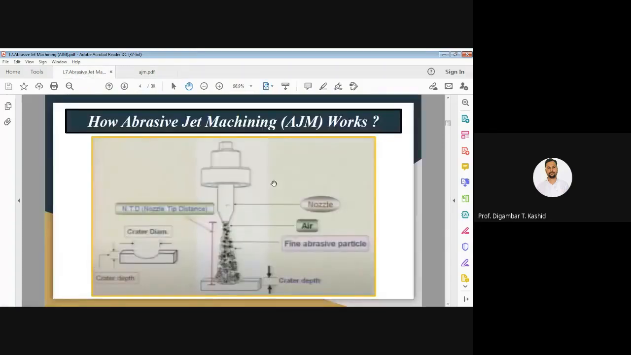Now the same principle we have applied in the machining field, and we got this abrasive jet machining. Now here, with this diagram I will explain this abrasive jet machining. First, just see this diagram for 1 minute.